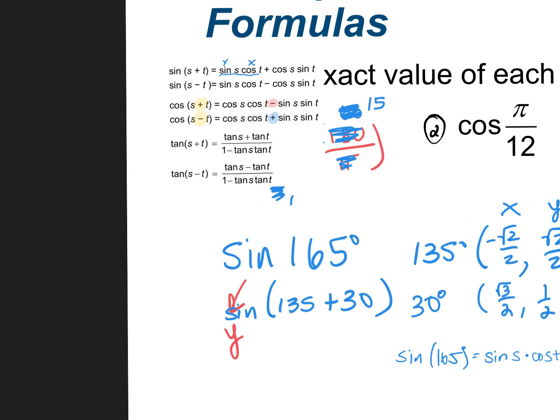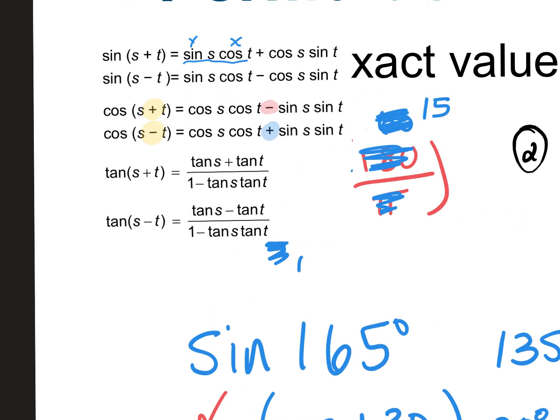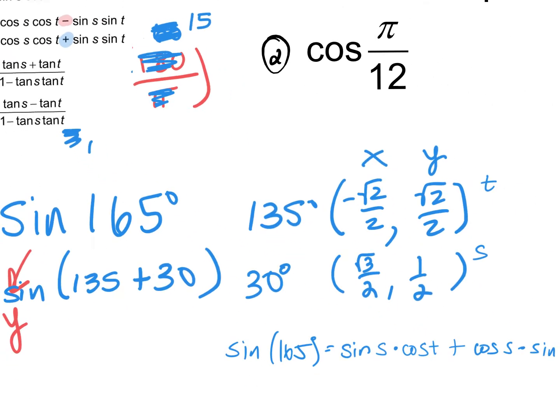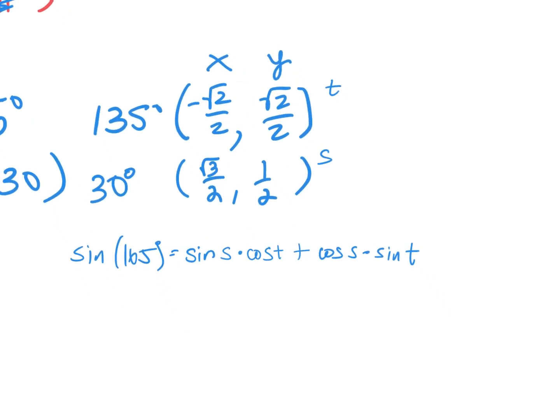I just copied down the formula. I just rewrote that formula. You can use for S and T, you can use A and B, you can use X and Y. It doesn't matter. You're just naming one angle one and the other angle the other. That's it. So guys, watch. This is literally what you're doing.